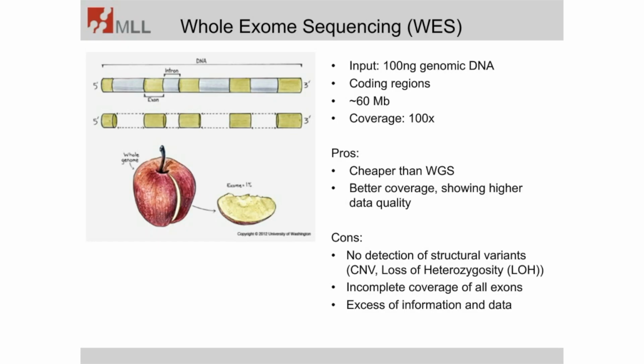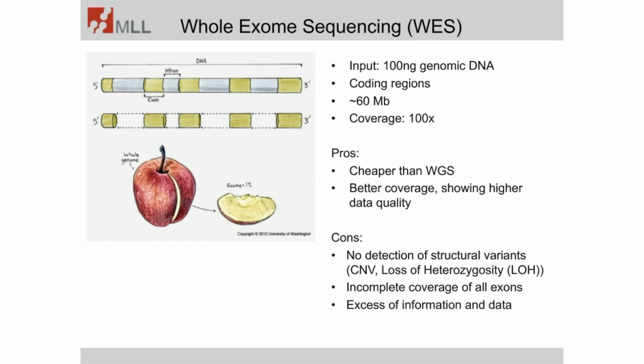Now, the question would be, for example, would exomes be succeeding the panel testing? The input is only 100 nanogram of genomic DNA, and you will hopefully see all the coding regions. The coverage can be 100. This is less than we normally achieve by panel sequencing, where the minimum coverage we use is 400 and the median is 1,800. But there are a lot of pros, especially if you compare this to whole genome sequencing. It's cheaper and you have a better coverage and a higher data quality.